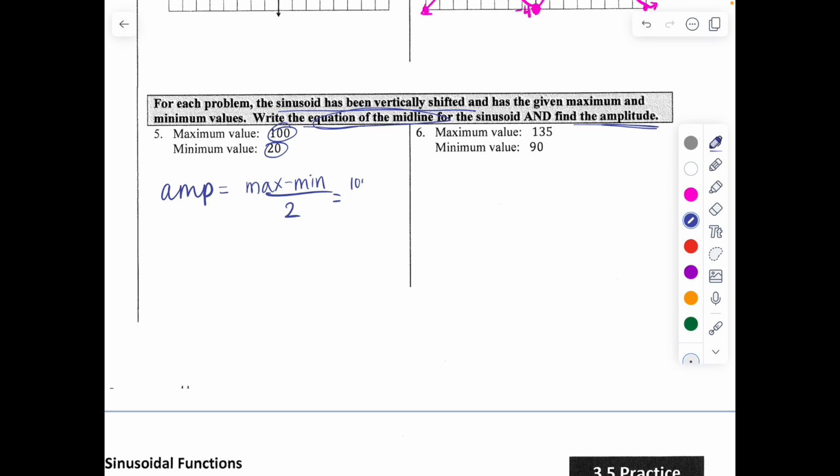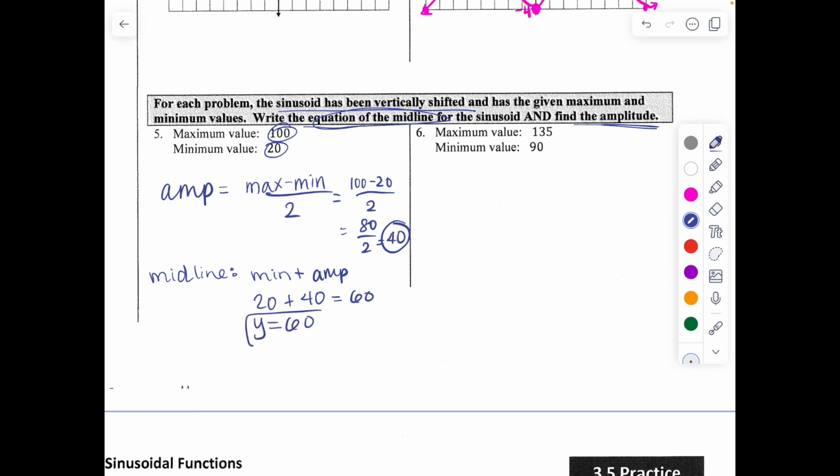So let's find it. 100 minus 20, divided by 2. Well, I know 100 minus 20 is 80, over 2 is 40. So there's my amplitude. I know in order to find my midline, I'm going to take that minimum value and add the amplitude. And that's going to give me my midline. So my minimum value was 20, the amplitude was 40, therefore it's 60, so I know my midline is y equals 60.